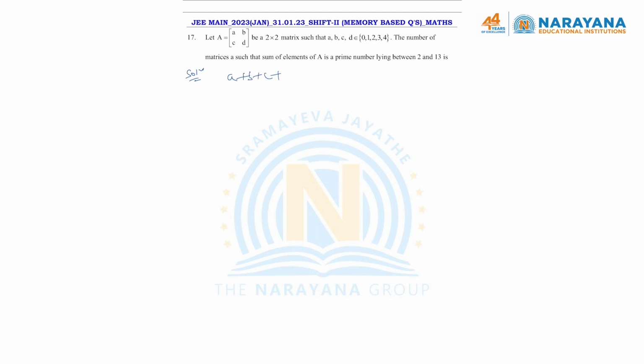So A plus B plus C plus D will be either 3, 5, 7 or 11. So we need to go case-wise. Case 1: A plus B plus C plus D equal to 3. So we need to find the number of integral solutions of this, where A, B, C, D are from 0 to 4. To find the number of integral solutions, no number can exceed 3 actually, so there is no problem.